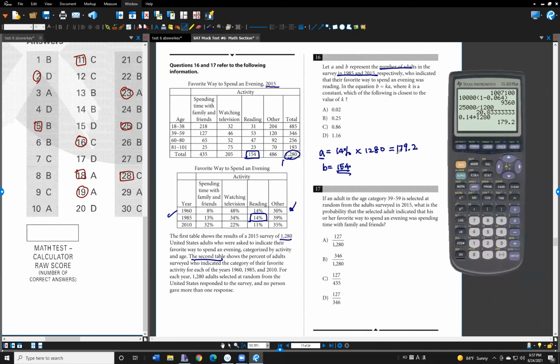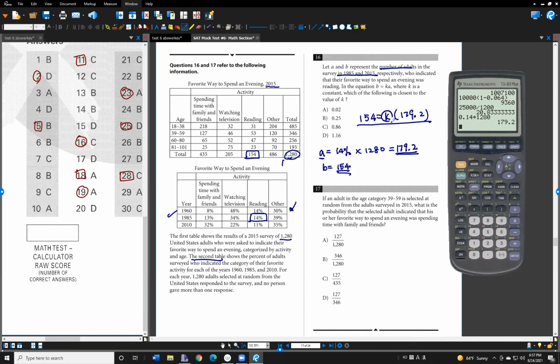Anyway, okay, that's fine. Anyway, this is the number of adults. Okay, B equals what? K times A. B is 154. So 154 equals K times A, which is 179.2. Okay, that's the equation.